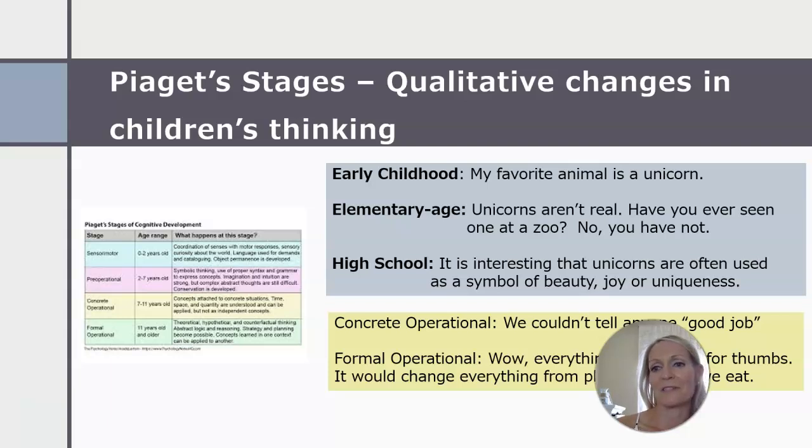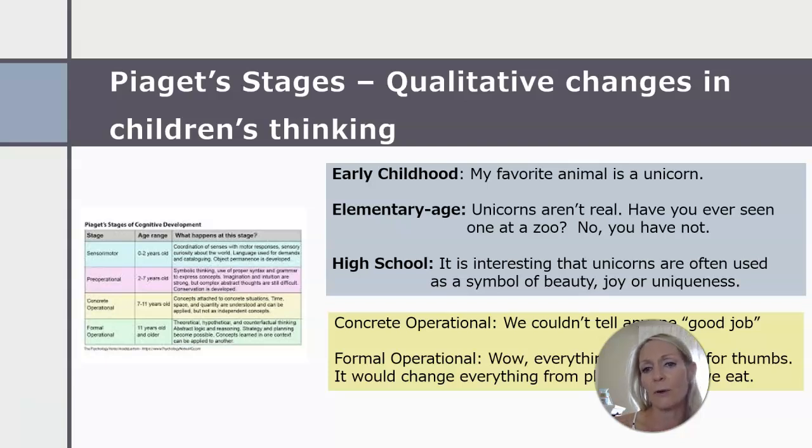Another example of a difference between the concrete and the formal operational stage is if you pose the question to kids, what if no one had thumbs? This is actually a great one, I encourage you to ask your students. It's kind of funny what they'll come up with. But a child in the concrete operational stage might say, what if we didn't have thumbs? Oh, we wouldn't be able to tell someone good job. Okay, just thinking really concretely, like, what would that mean for my hands?